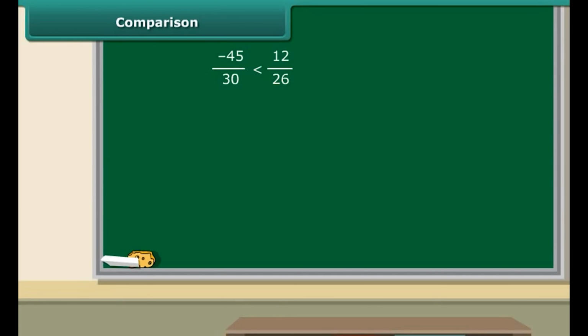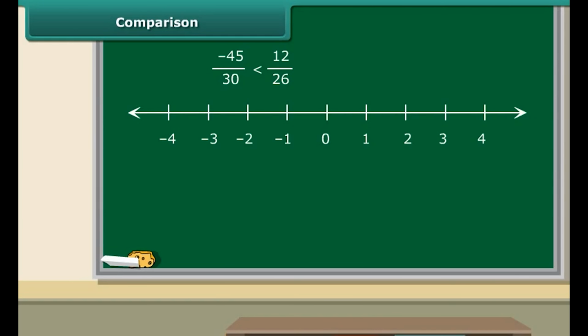We know that the negative number is always smaller than the positive number. We can also compare the rational numbers using number line. The more the number is in the right, the greater it is.